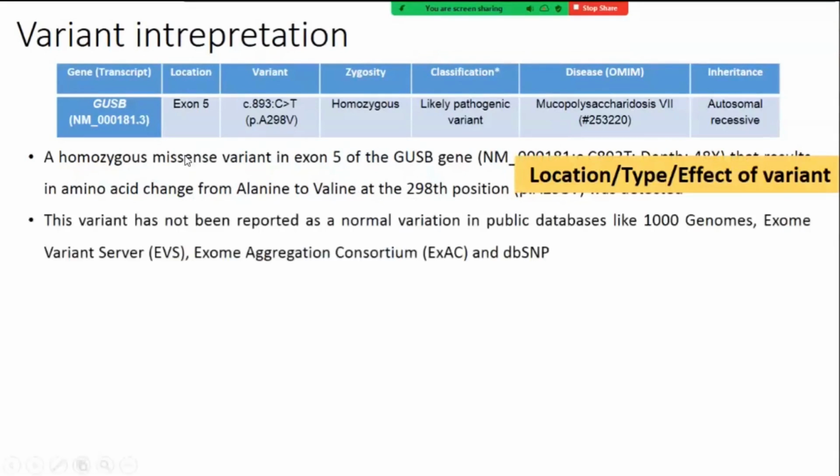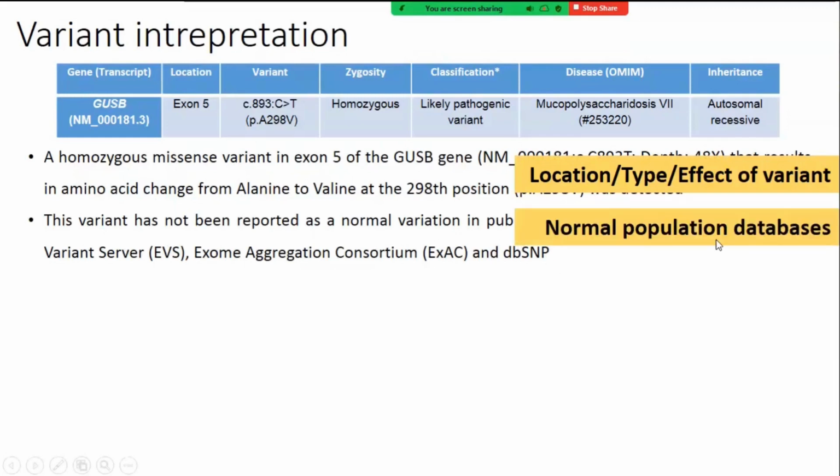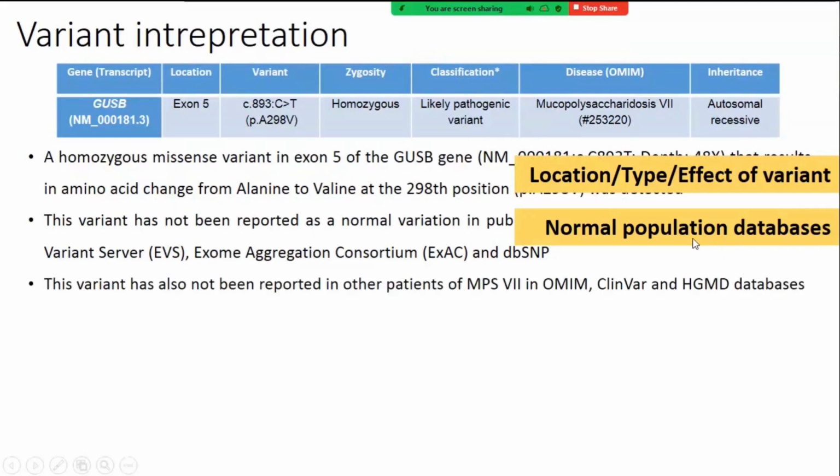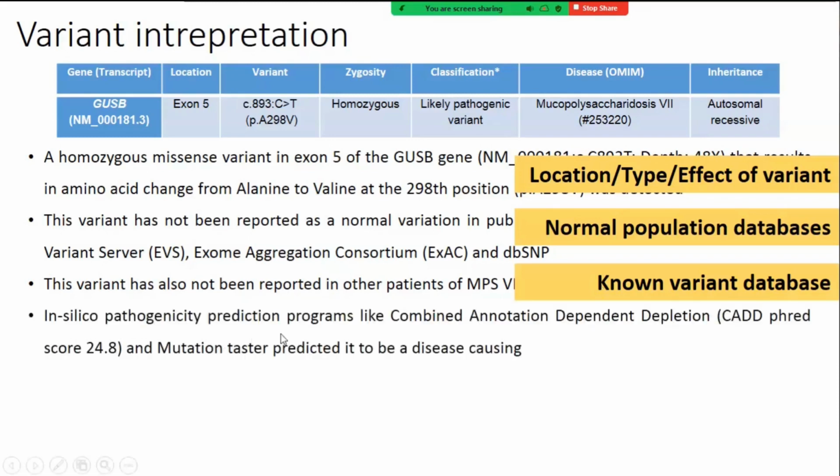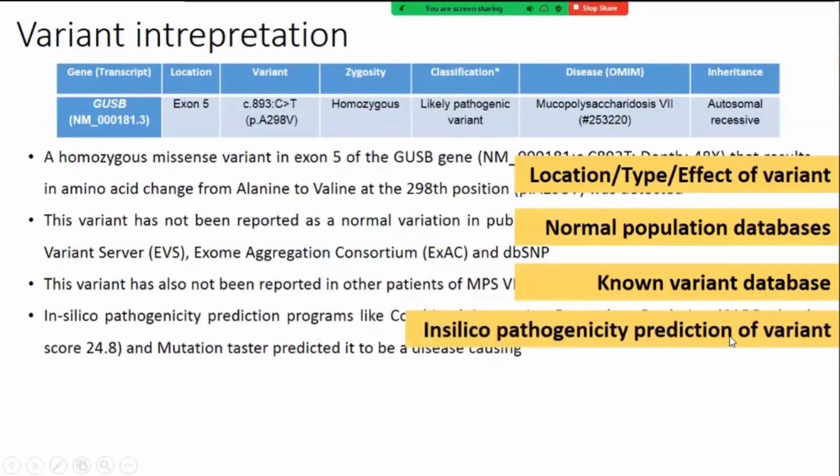The next is that this variant has not been reported as normal variation in 1000 Genomes, Exome Variant Server, ExAC, gnomAD, whatever. This is the normal population database evidence. Then this variant has also not been reported in other patients with Sly disease or MPS7 in OMIM or ClinVar. This is the known variant database evidence. Then in silico pathogenicity programs like CADD, Revel score and MutationTaster predicted it to be disease causing. This is the in silico pathogenicity evidence.